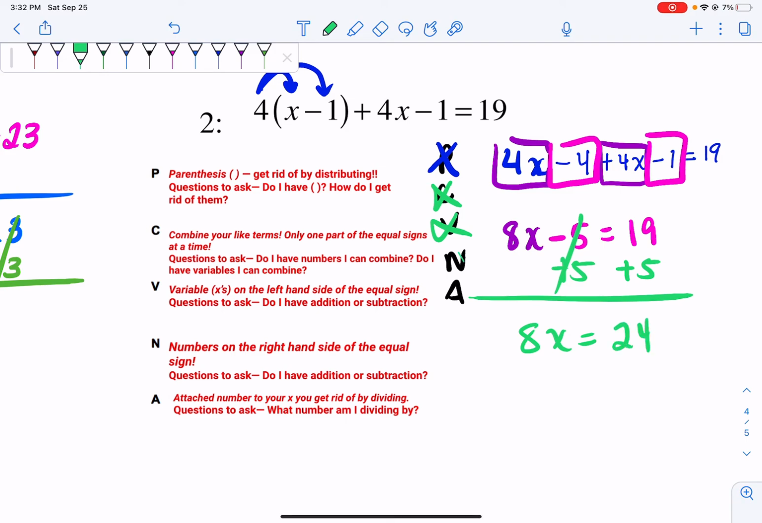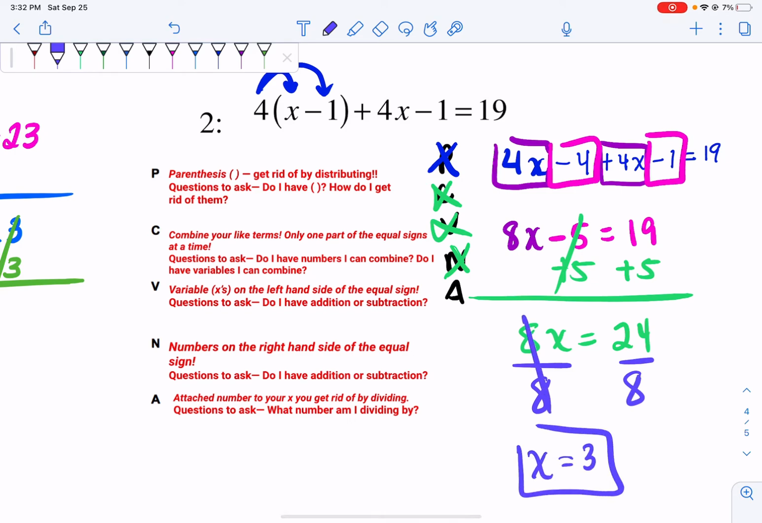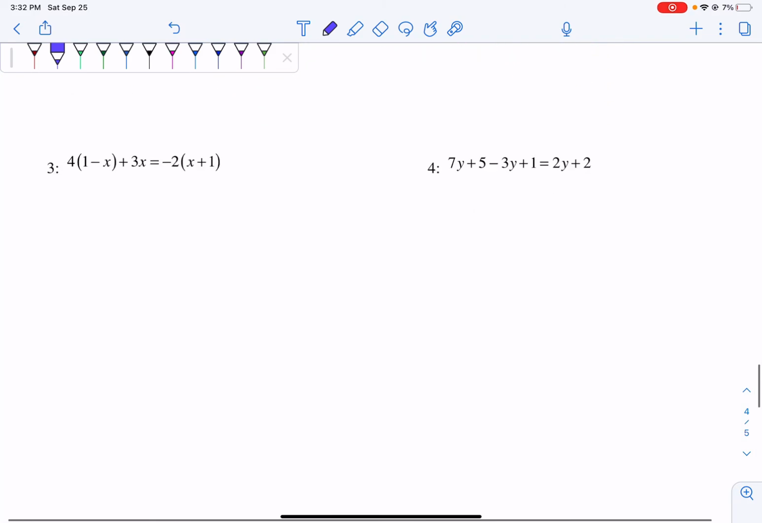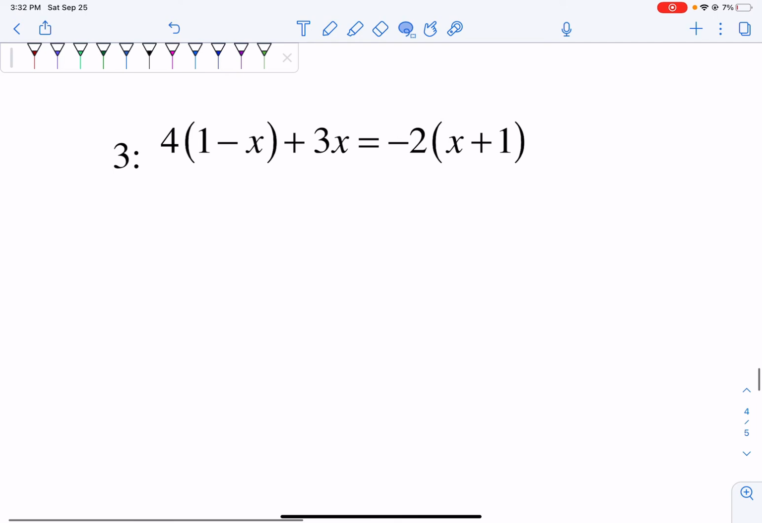Now, I have to ask myself, how do I get rid of that number attached to my x? And it's by division. So I'm going to divide by 8 on both sides of my equation, and I get x is equal to 3. So 3 is a common answer today. Number 3.